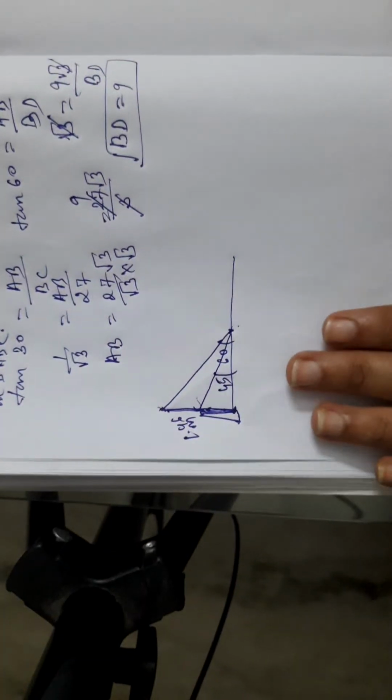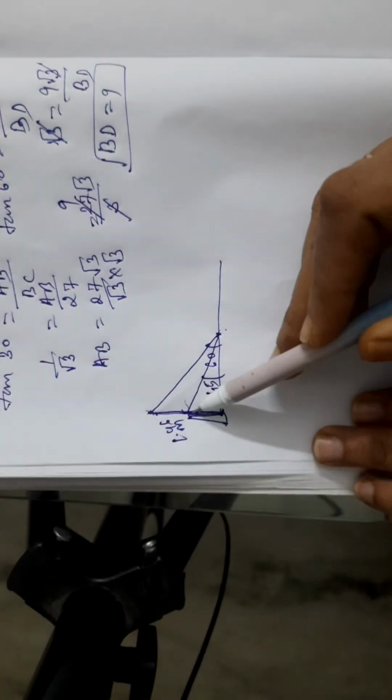So at present I'm in this question. Let me complete this. Here a pedestal is there which is 1.46.